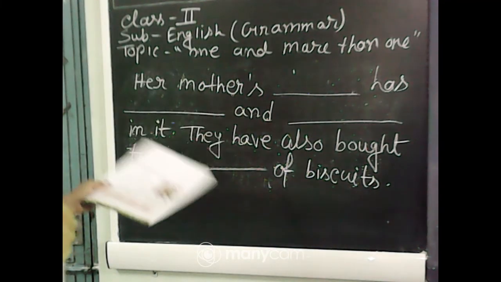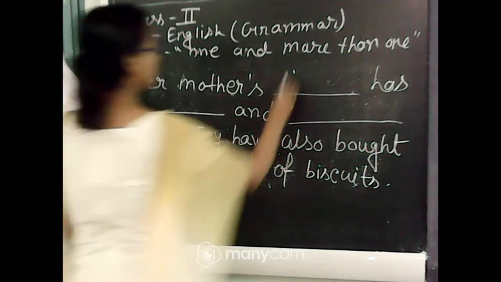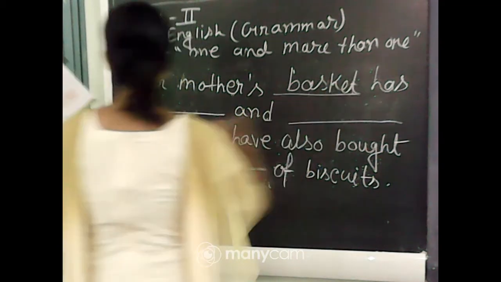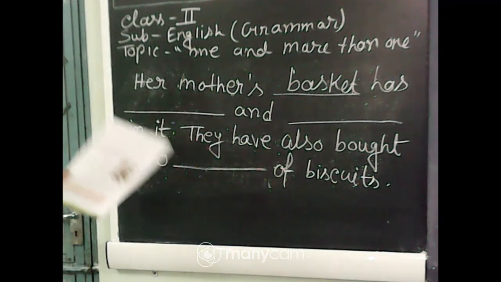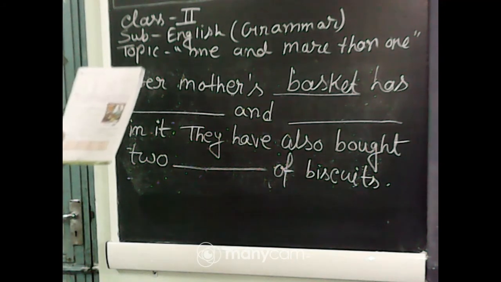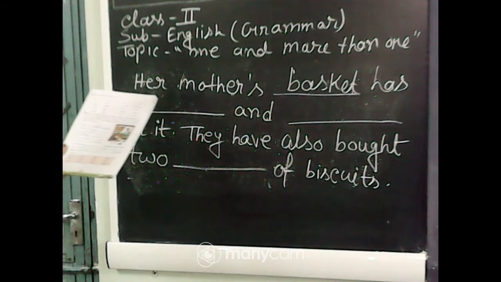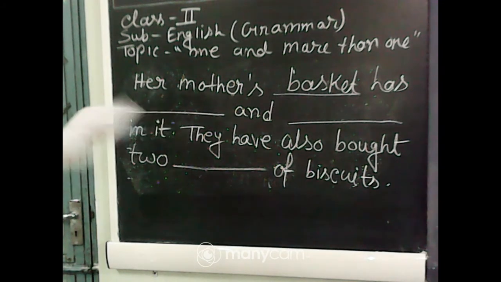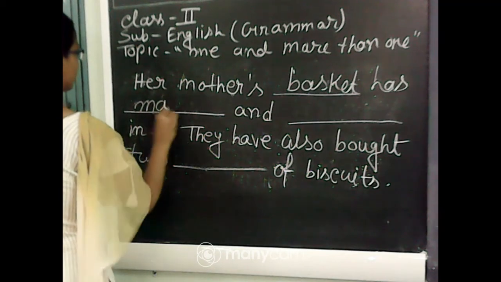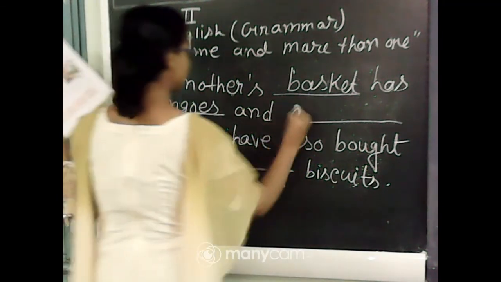Like her mother's, you can see her mother also has a basket. Basket has what? We can see their fruits. Her mother's basket has mangoes and oranges. Yes, mangoes and oranges.